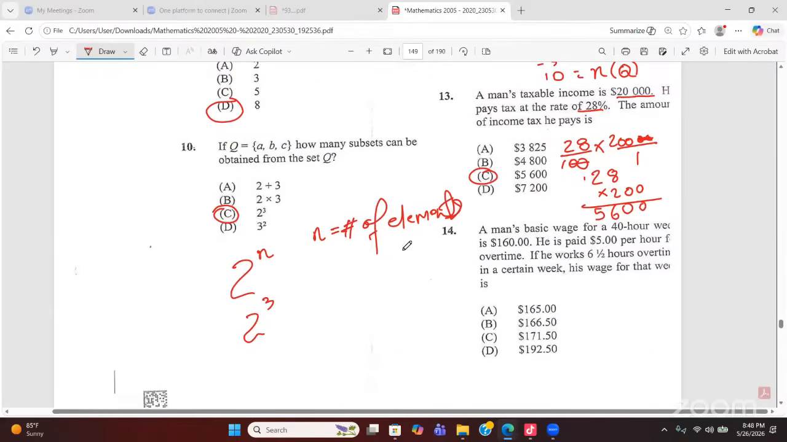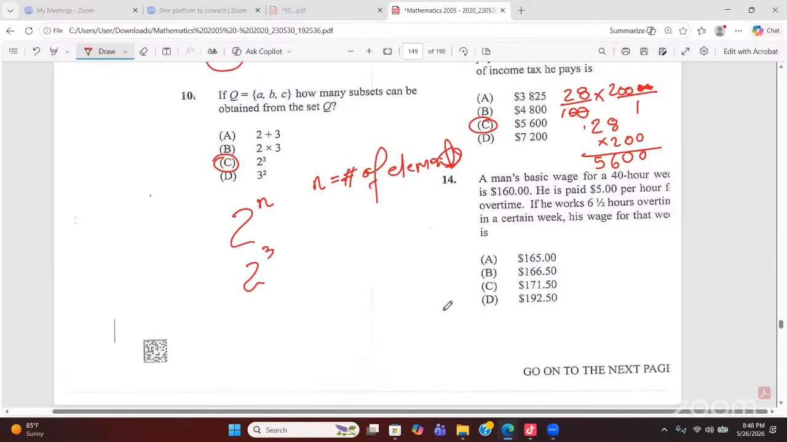All right, question 14. Let's go to question 14. All right, number 14 now. Number 14 says a man's basic wage is 40 an hour, for 48 it is 160. This is a repeated question. He is paid $5 per hour for overtime, and he works for 6 hours.